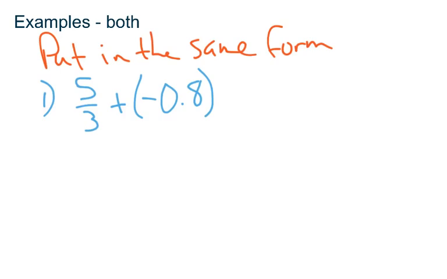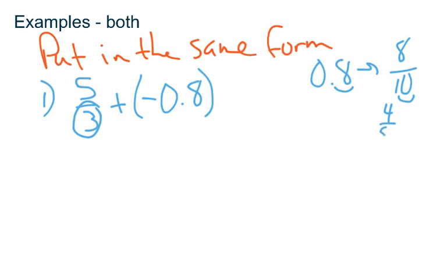Well, what I'm going to want to do here is put both of these as either fractions or as decimals. And I'm going to go with fractions because thirds doesn't make a nice decimal. It's a repeating decimal. So I want to leave that as a fraction. So I have to convert 0.8 to a fraction. Now the easiest way to do this is just to go 8 over 10, since I have one spot here, so I have to have a 1 and a 0 after my 1 there. And then I can reduce it to get 4 over 5. So now the problem I'm really looking at is 5/3 plus a negative 4/5.